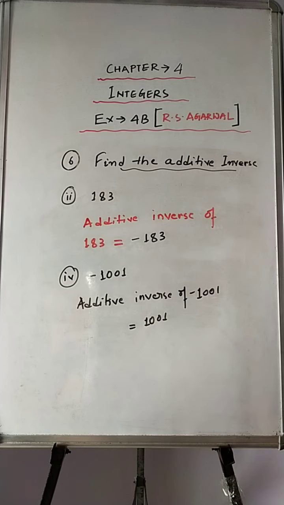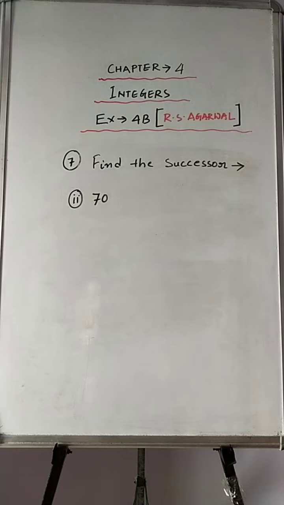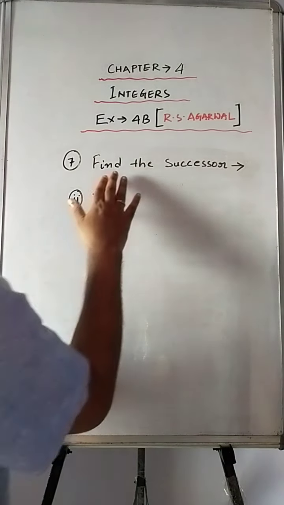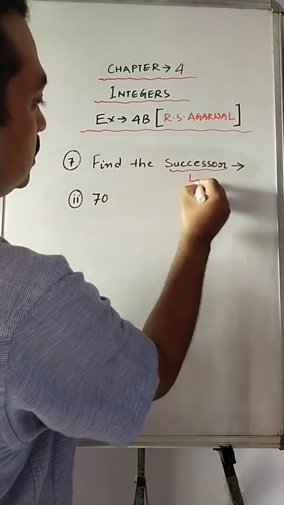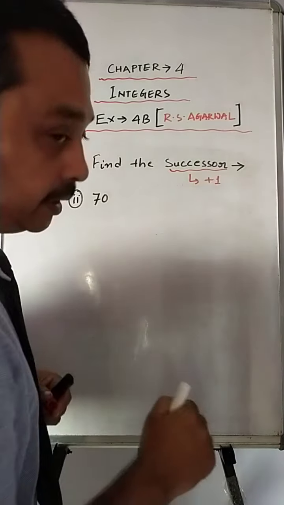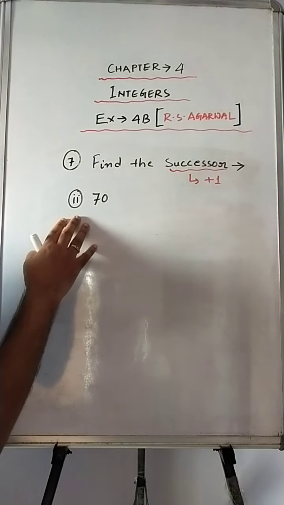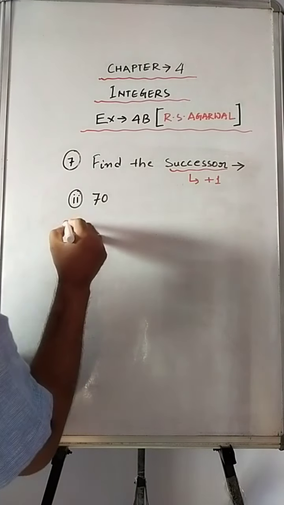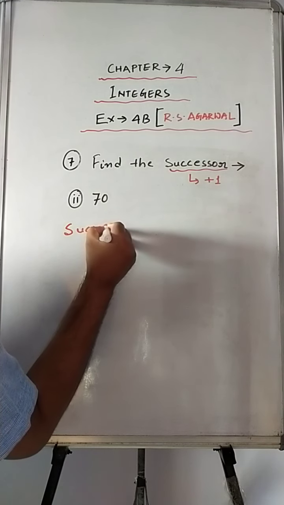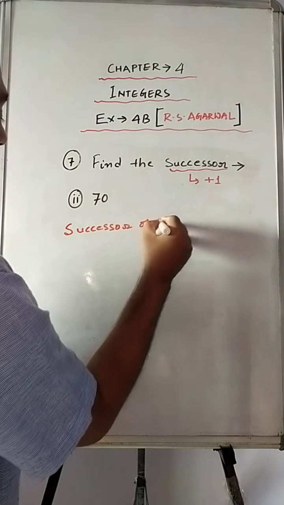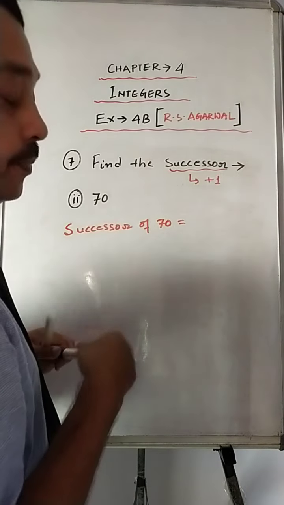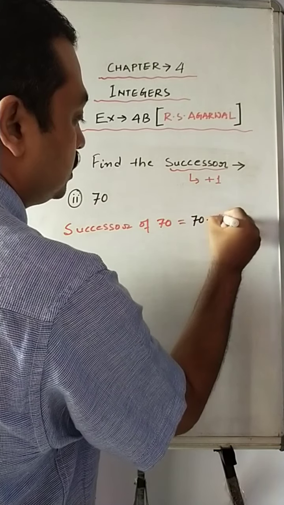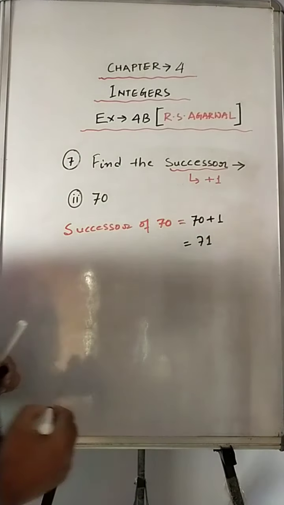Okay, so that's it. This is question number 6. Now let's move on to question number 7. In question number 7 you have to find the successor. Always remember students, successor means you have to add 1. So if I ask you what is the successor of 70, what you will write? Successor of 70 would be equal to what? You have to add 1 to this number, that is 70 plus 1. So your required answer is 71.